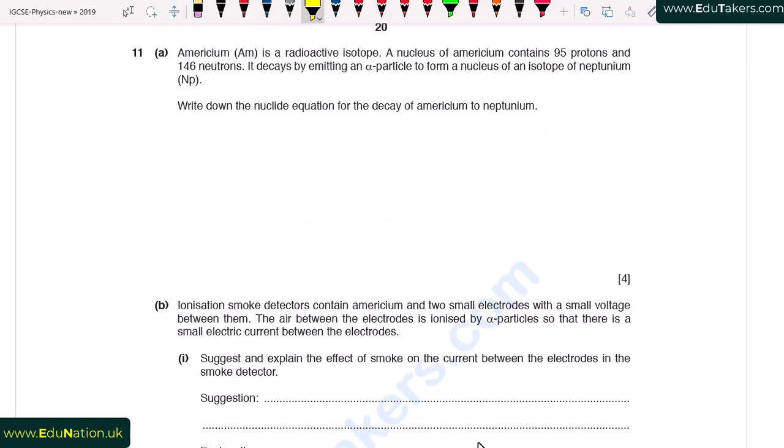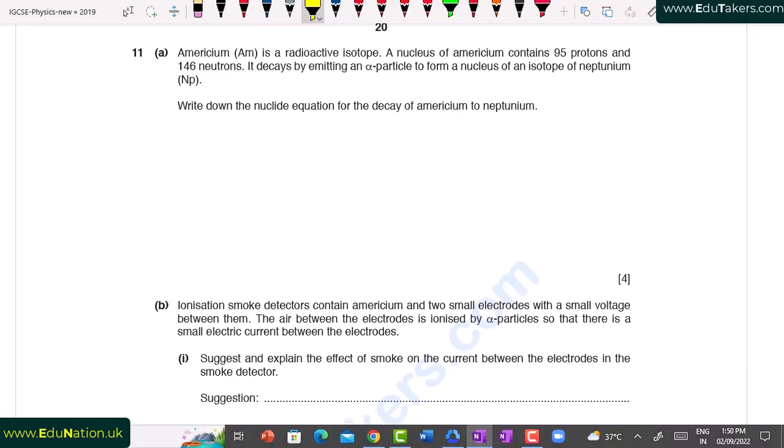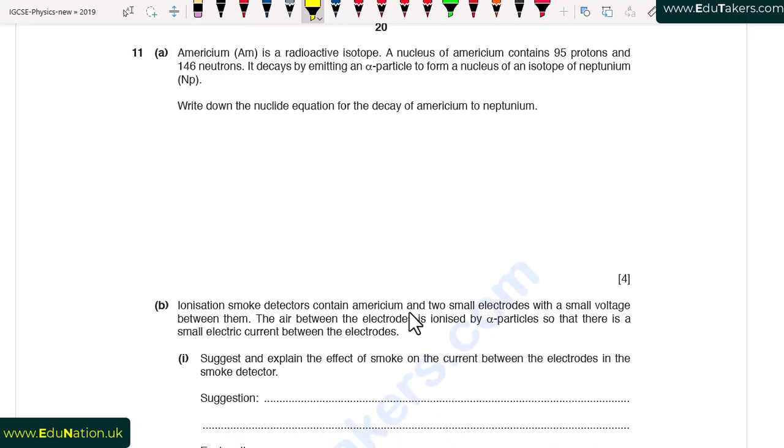Question number 11, part A. Americium Am is a radioactive isotope. A nucleus of americium contains 95 protons and 146 neutrons. So it contains 95 protons and 146 neutrons. It decays by emitting an alpha particle to form a nucleus of an isotope of neptunium Np. Write down the nuclide equation for the decay of Am.